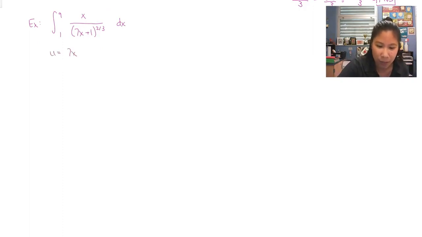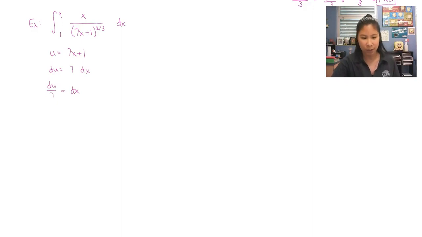u equals 7x plus 1. du will be 7 dx, so dx equals du over 7. Okay, but I know I'm going to need that change of variables thing, so I'm going to go ahead and solve for x here. So u equals 7x plus 1, I can subtract 1 on both sides and then divide by 7 to get x by itself.